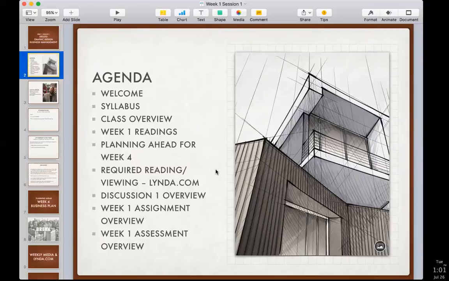We're going to talk a little bit about what you're going to be doing in your week 4 assessment, so that we can be thinking about that as we move through the class. And we're going to talk about accessing lynda.com, where you're going to have a lot of your required viewing. And then we're going to talk about the discussion for this week and the assignment for this week and the assessment for this week.